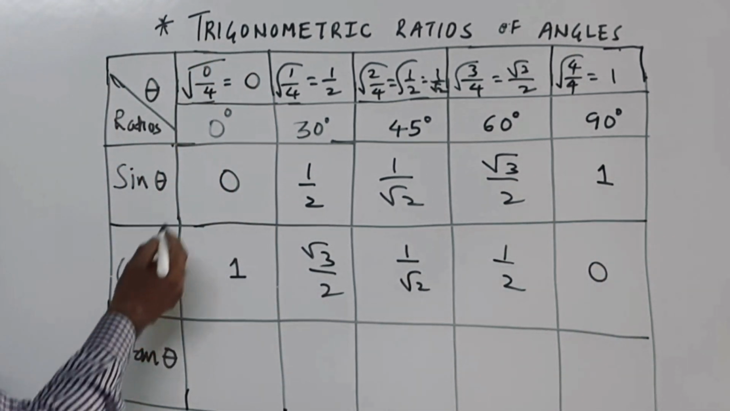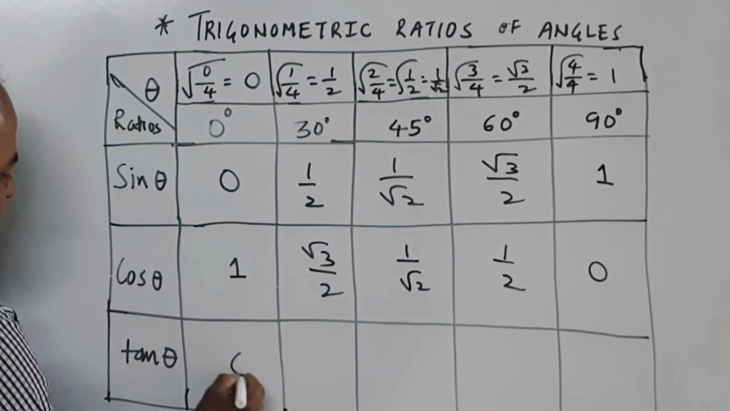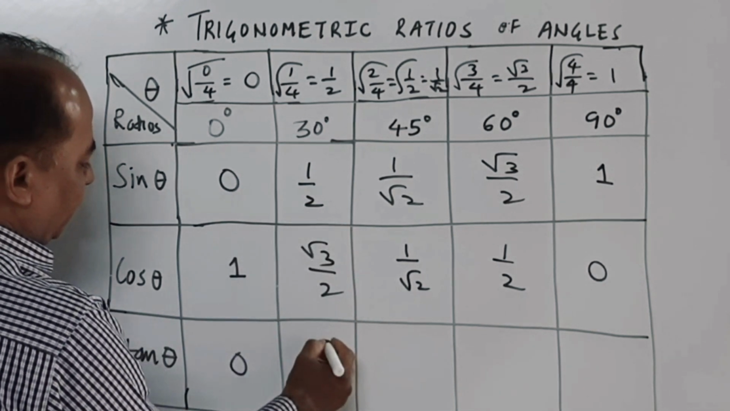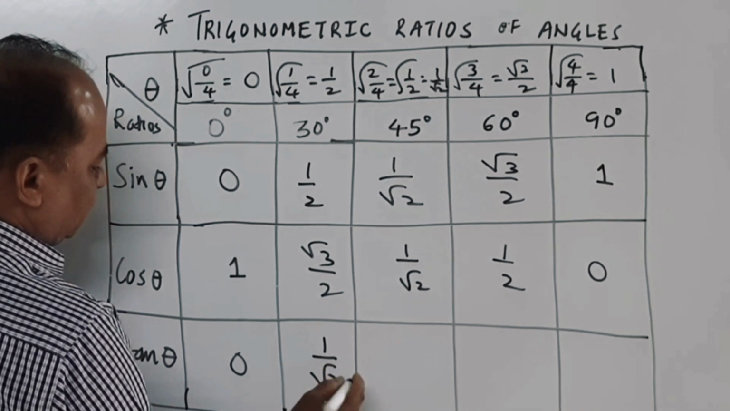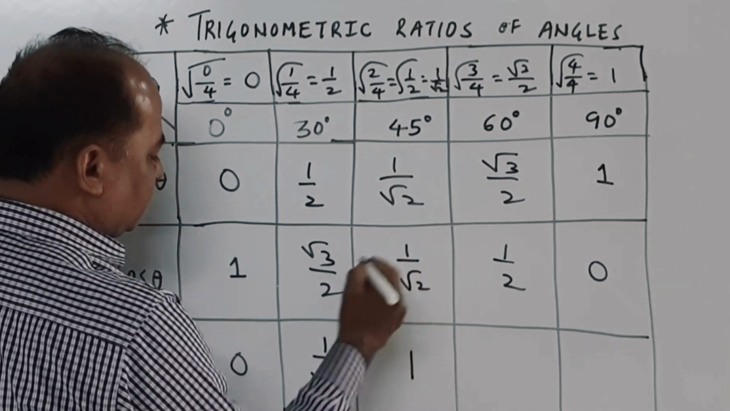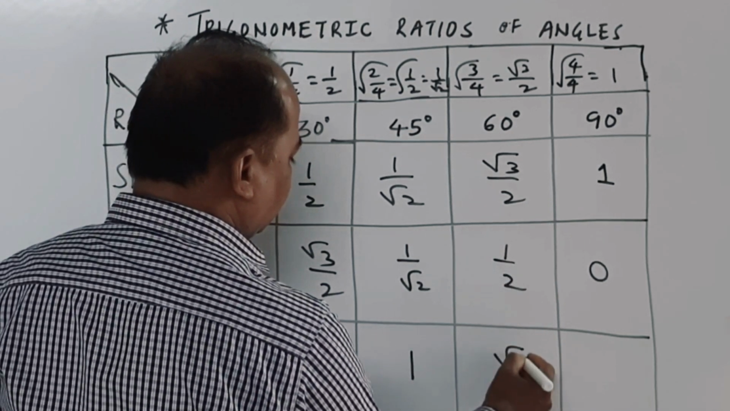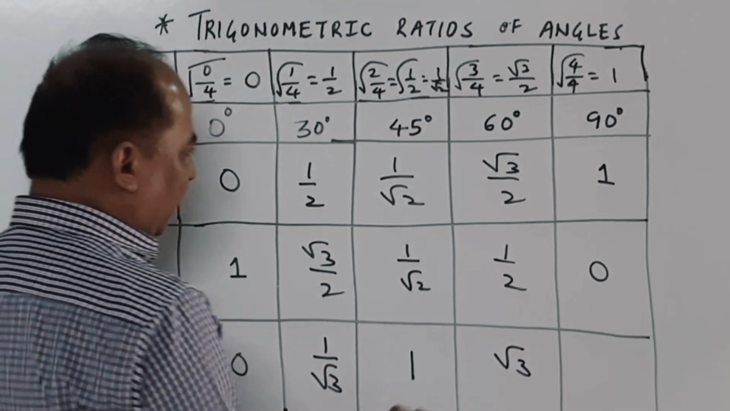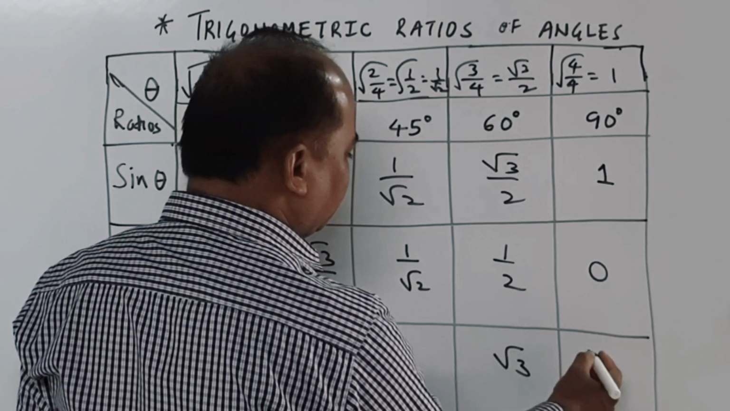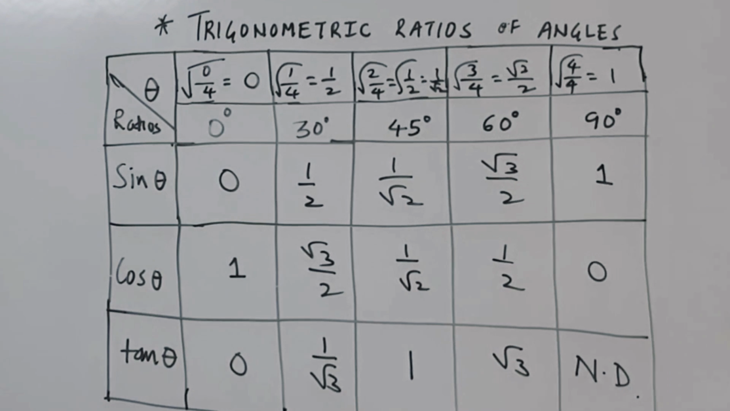Now we know that tan theta is sin upon cos. So divide this, 0 divided by 1 is 0. 1 upon 2 divided by root 3 upon 2 will be 1 upon root 3. See, 1 upon root 2 divided by 1 upon root 2 is 1. Root 3 upon 2 divided by 1 upon 2 will be root 3. So tan 60 is root 3, and 1 divided by 0, you cannot divide any number by 0, which is not defined. Value of tan 90 is not defined.